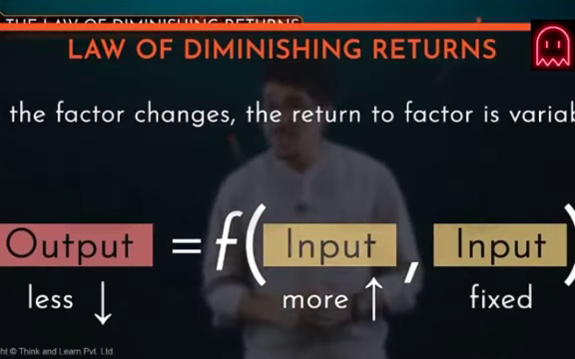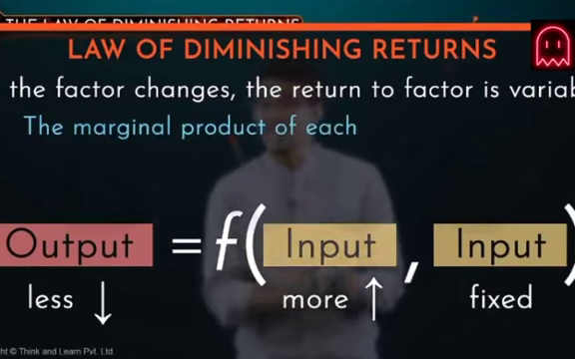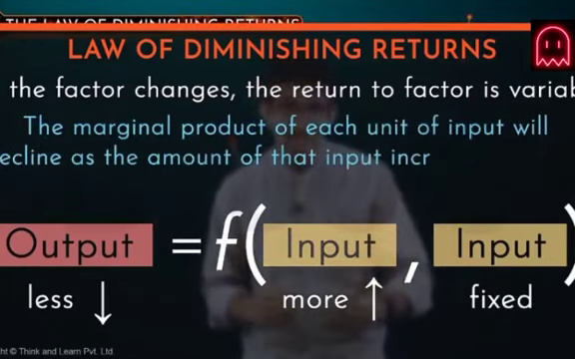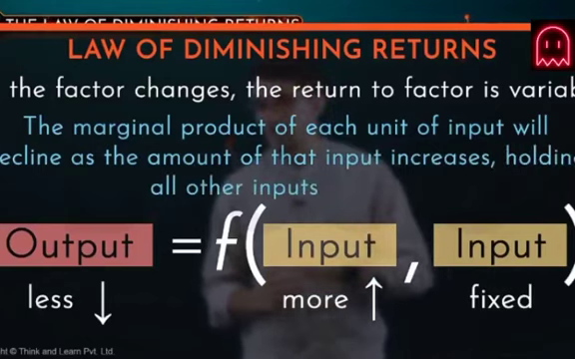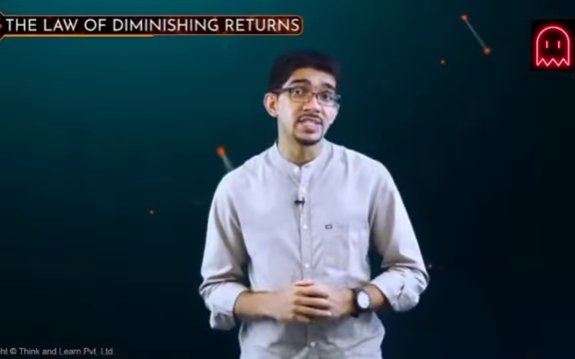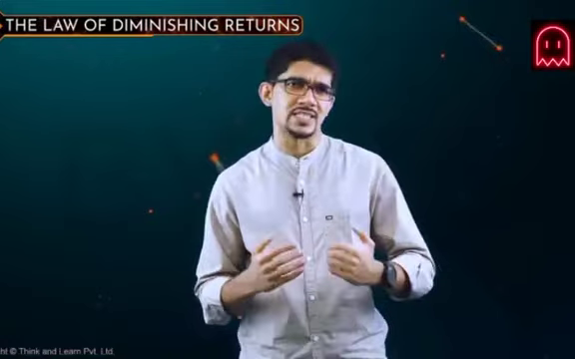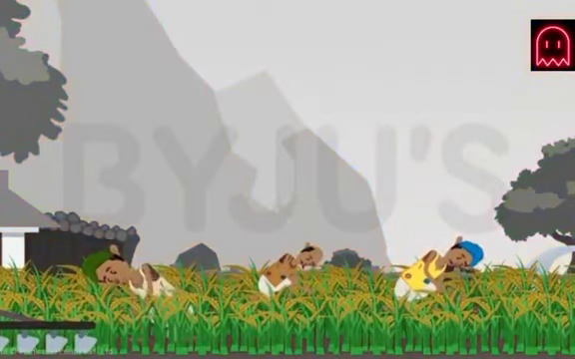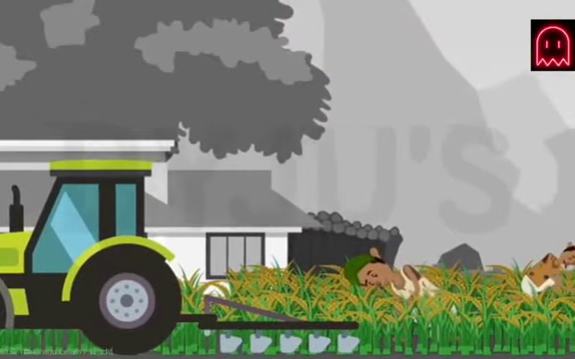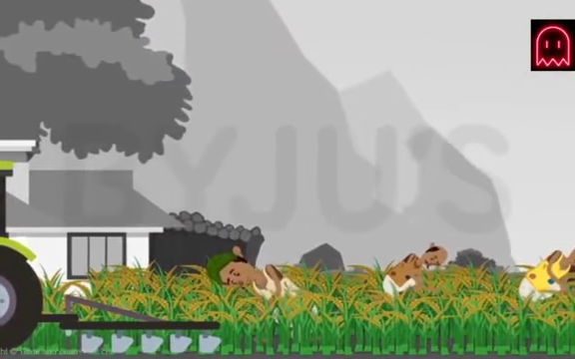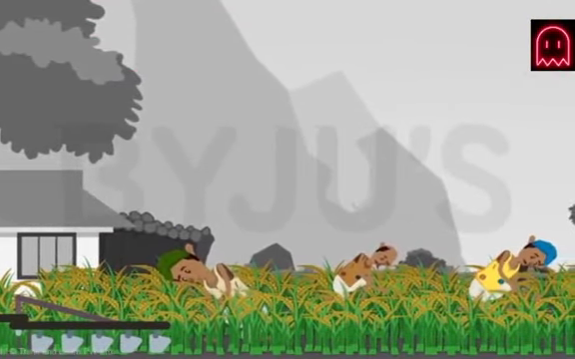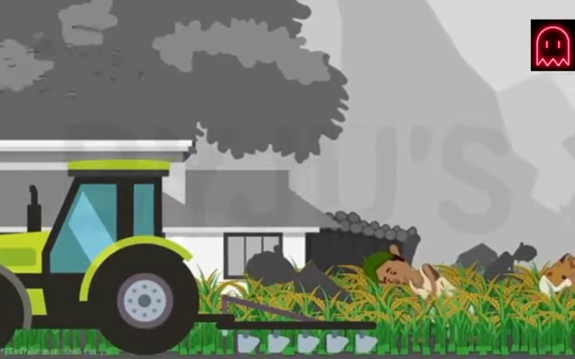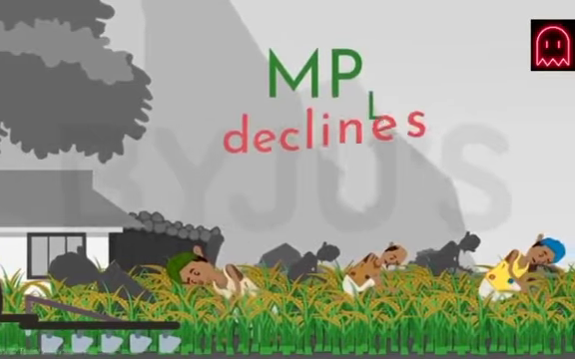In other words, the marginal product of each unit of input will decline as the amount of that input increases, holding all other inputs constant. The law of diminishing returns expresses a very basic relationship. As more of an input such as labor is added to a fixed amount of land, machinery or other inputs, the labor has less and less of the other factors to work with. The land gets more crowded, the machinery is overworked, and eventually the marginal product of labor declines.